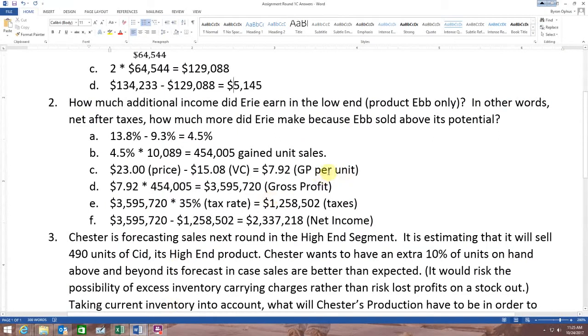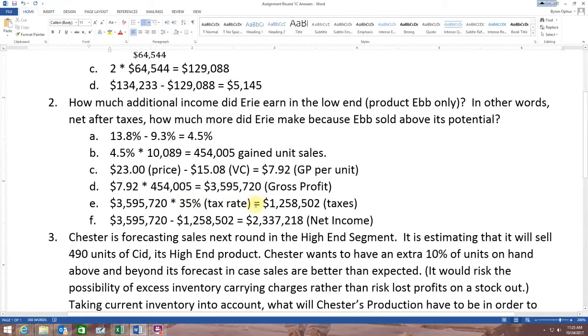So my gross profit per unit is $7.92, just the 23 minus the 15. Then I can take that gross profit times the units gained in unit sales, and I end up with an extra gross profit of almost $3.6 million. Now I have to apply my tax rate. My tax rate's 35%.